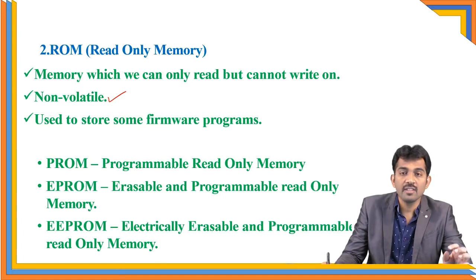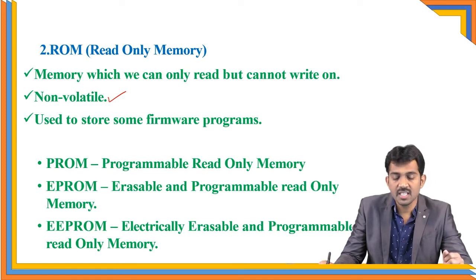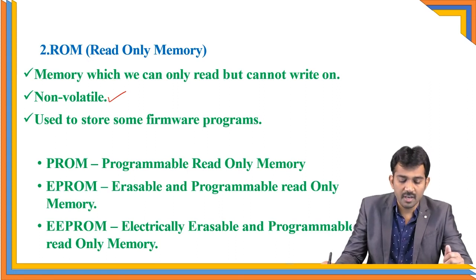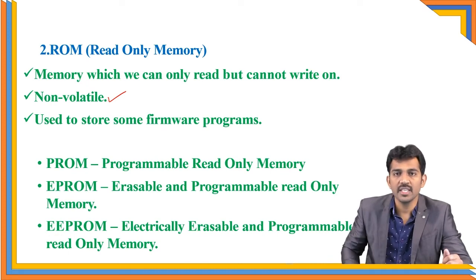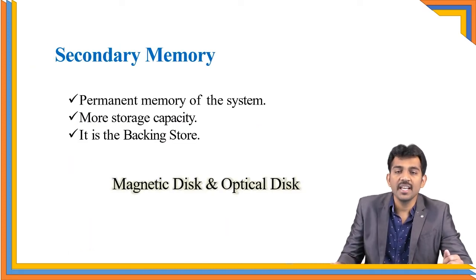Right? So we have many kinds of ROMs available. PROM, programmable read-only memory. EPROM, erasable and programmable read-only memory, and EEPROM, electrically erasable programmable read-only memory. These are the various kinds of ROMs available. Right? And secondary storage memory.